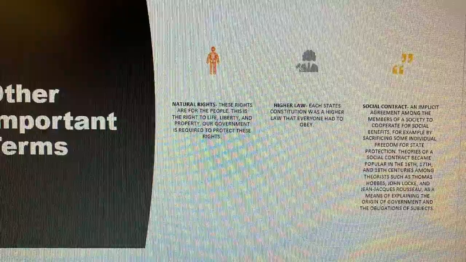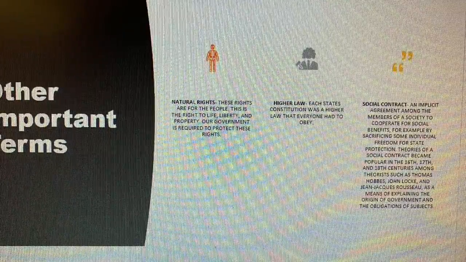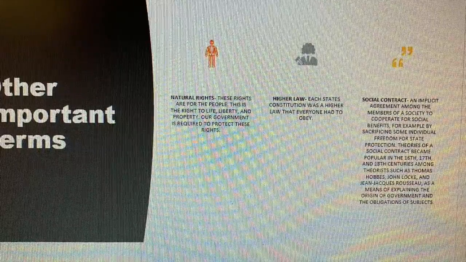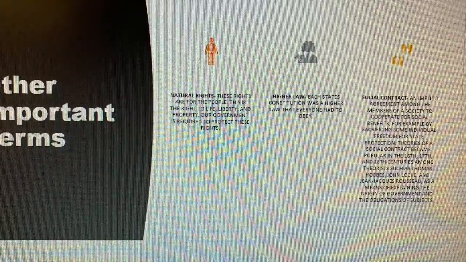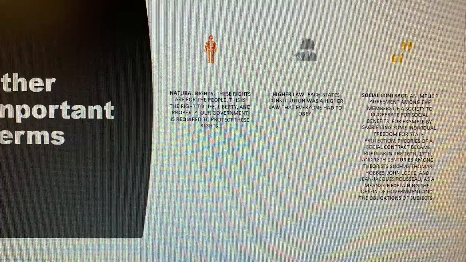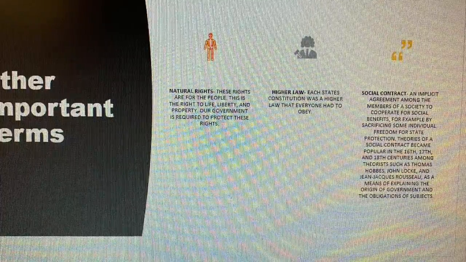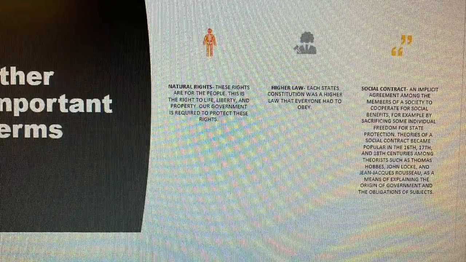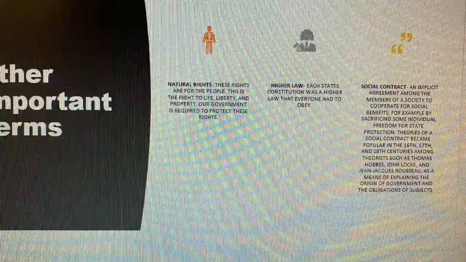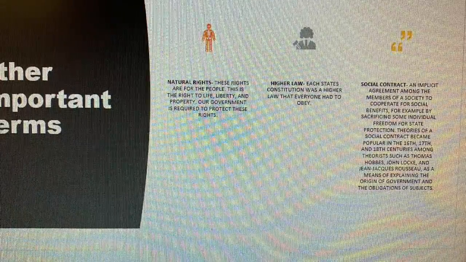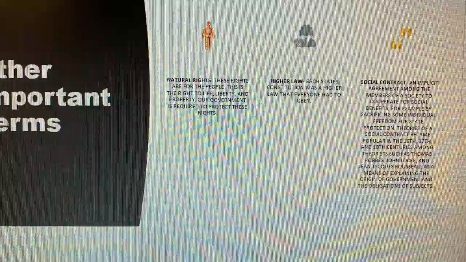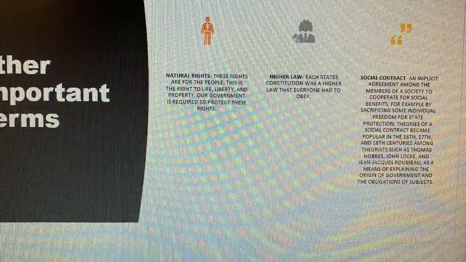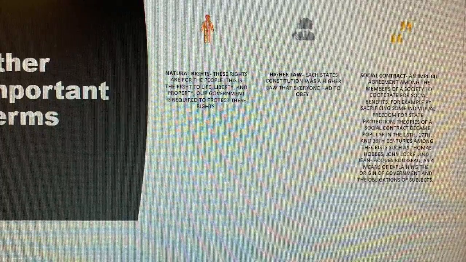Social contract. An implicit agreement among the members of a society to cooperate for social benefits. For example, sacrificing some individual freedom for state protection. Theories of social contract became popular in the 16th, 17th, and 18th centuries among theorists such as Thomas Hobbes, John Locke, and Jean-Jacques Rousseau as a means of explaining the origin of government and the obligations of subjects.